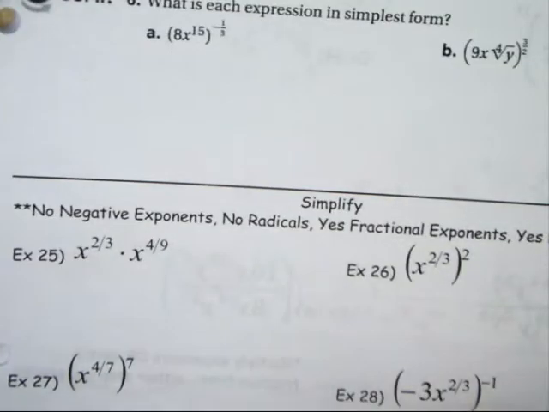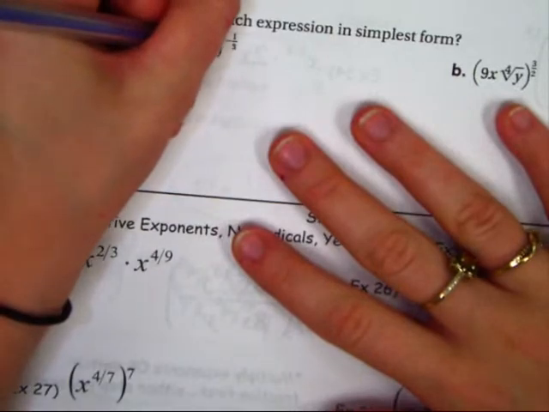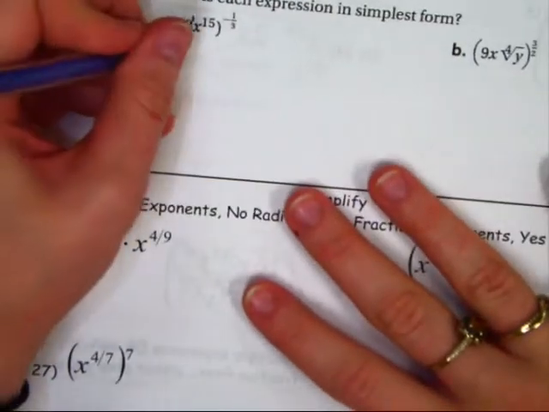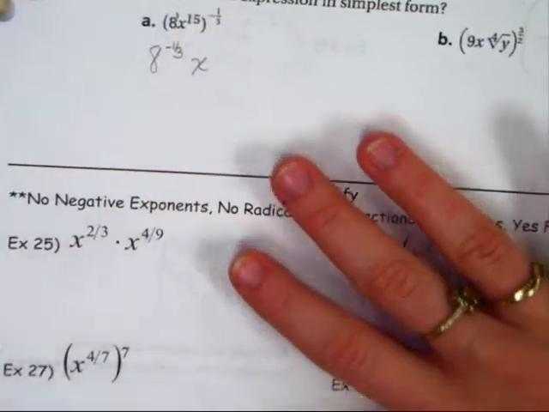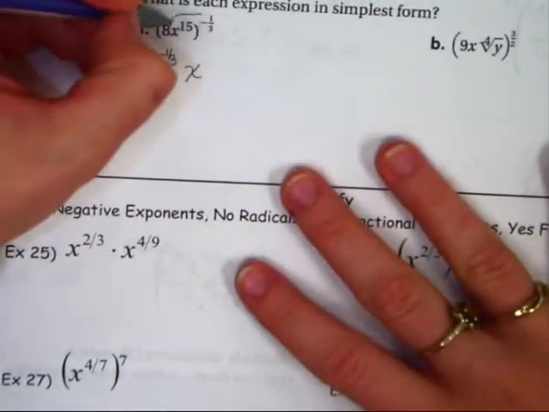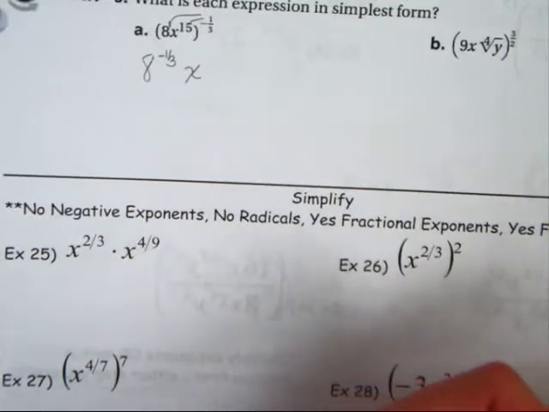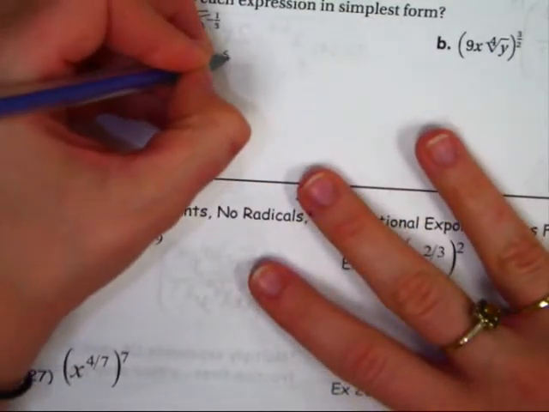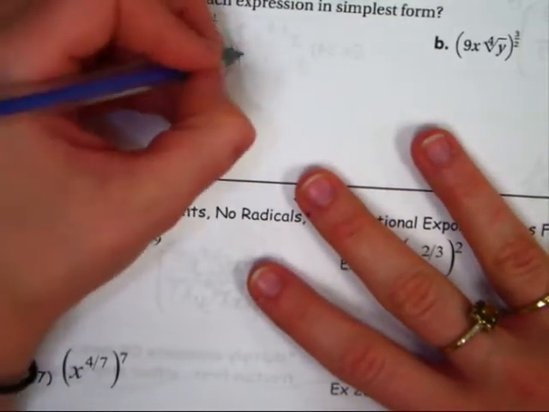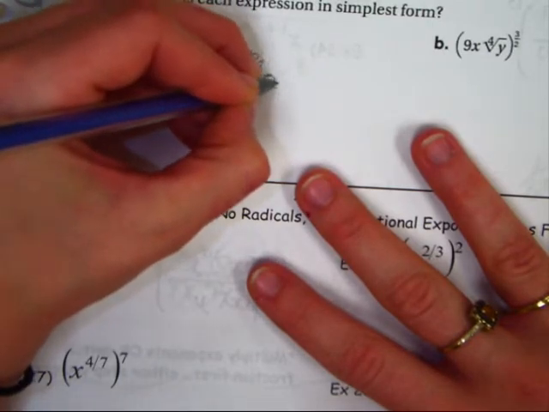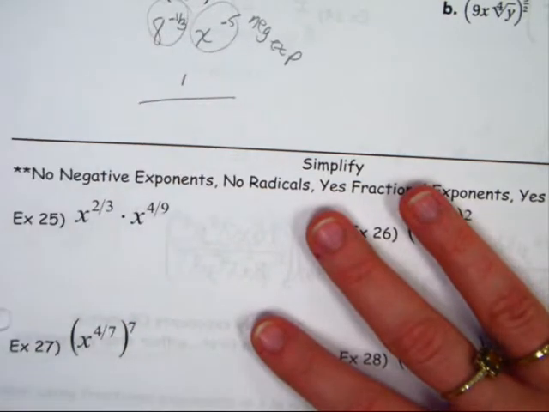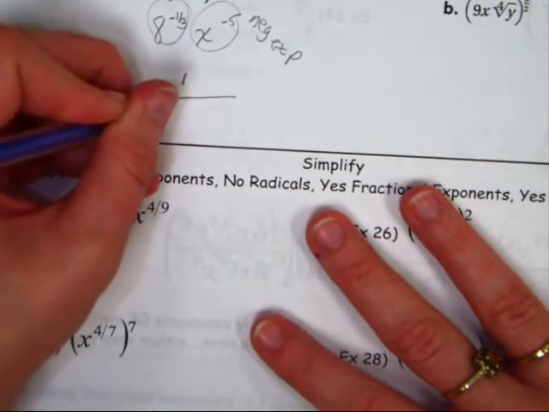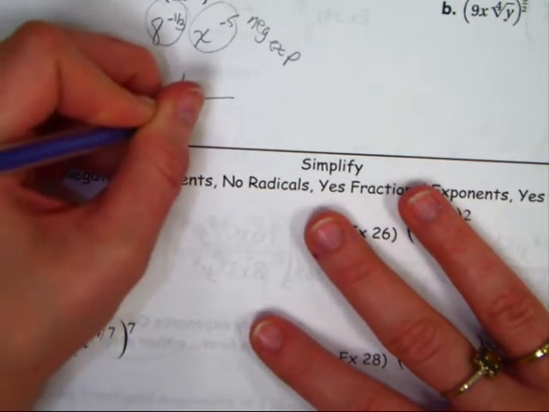What is each expression in simplest form? Same story here. The 8 has a 1. So you do 8 to the negative 1/3 and x to the, what is 15? You're distributing. What is 15 times negative 1/3? Negative 5. Okay, we have negative exponents. I hope by now that you know that means it goes to the bottom. So I get 8 to the 1/3 and x to the 5th.